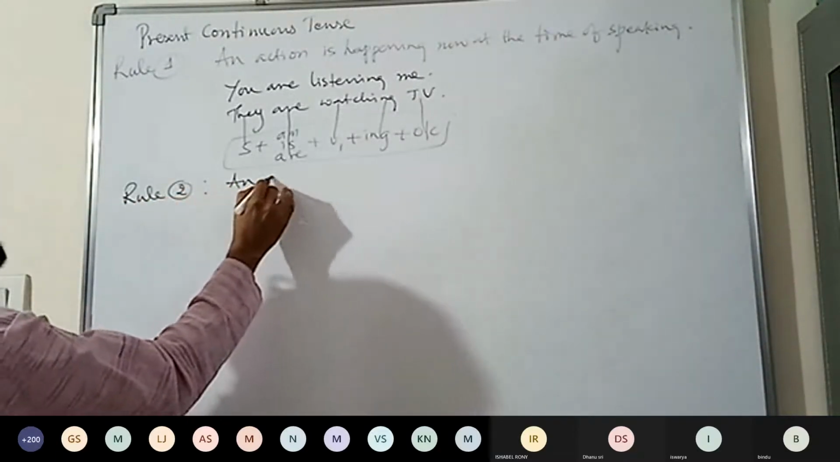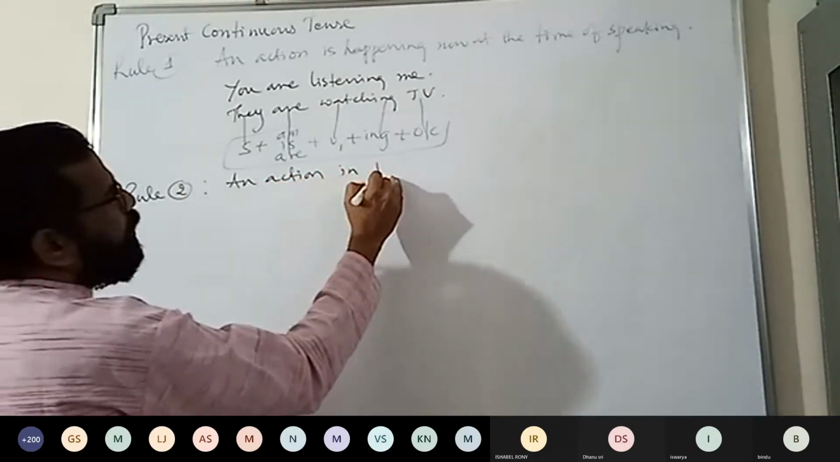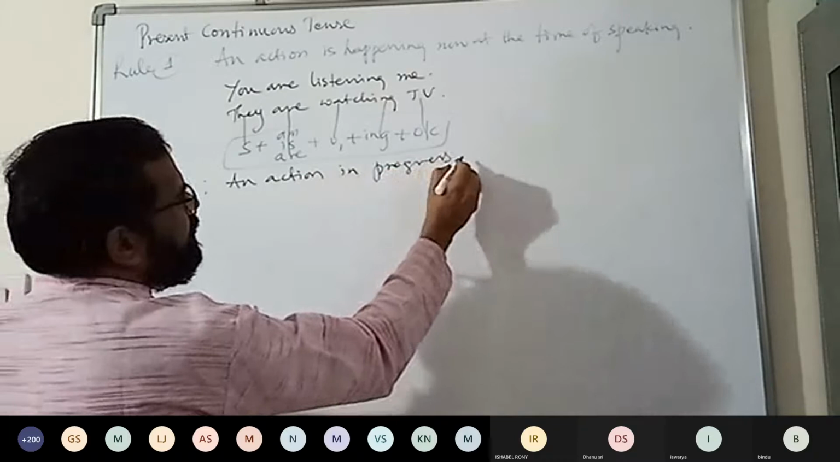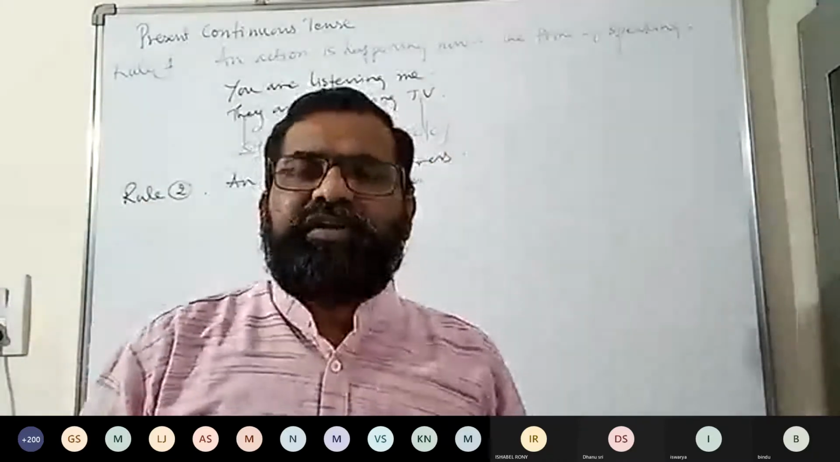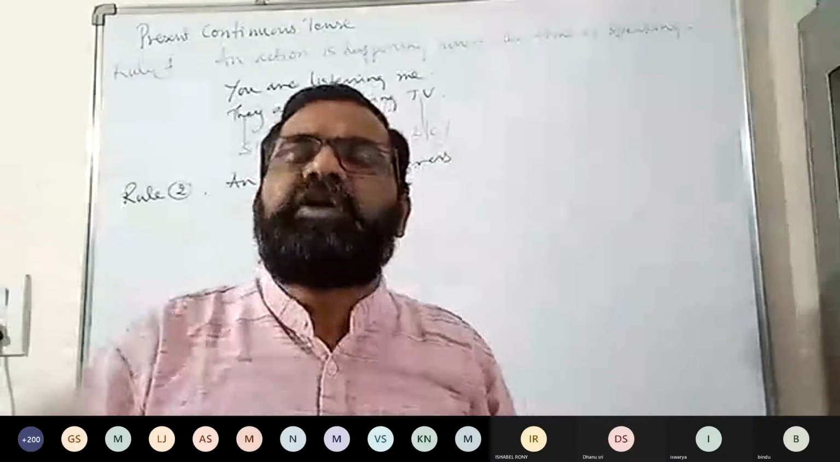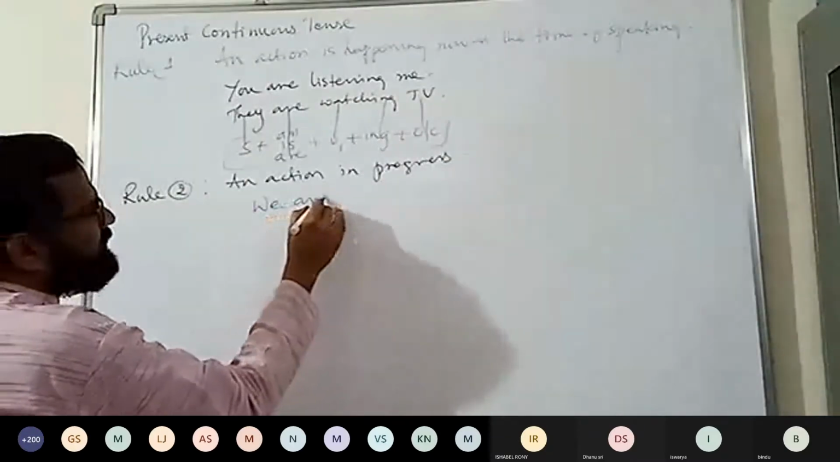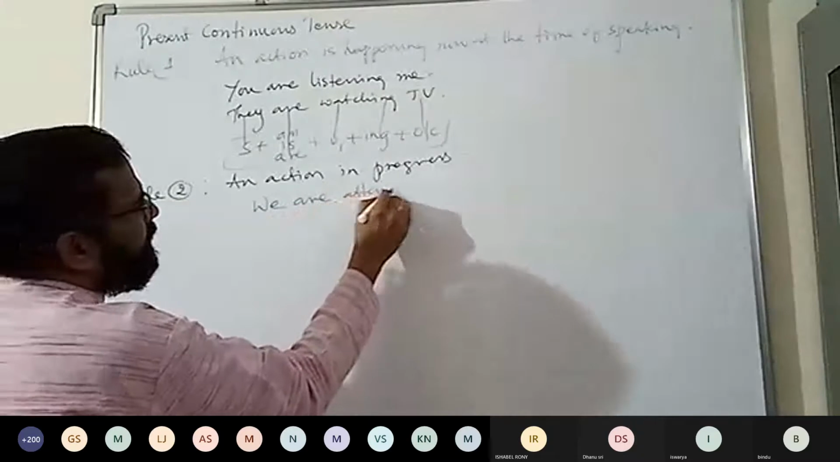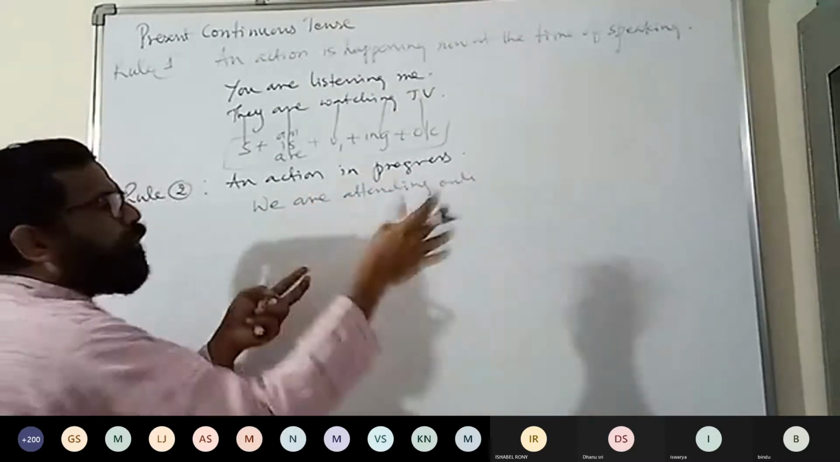Rule number 2: an action in progress. For example, some action is in progress. For example, we are attending online classes. It is in progress. We are attending online classes. So this action is in progress.